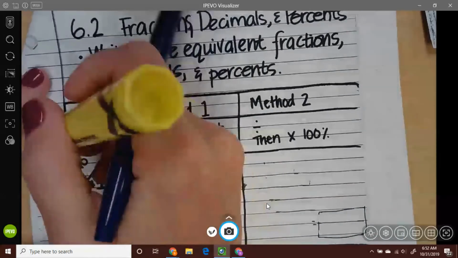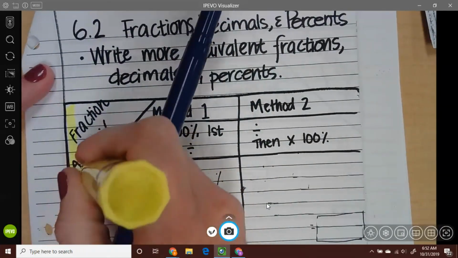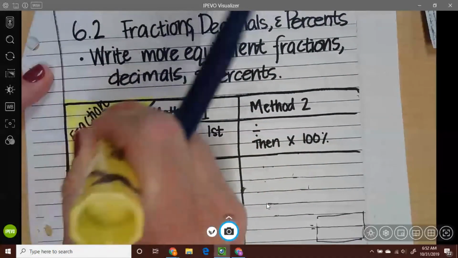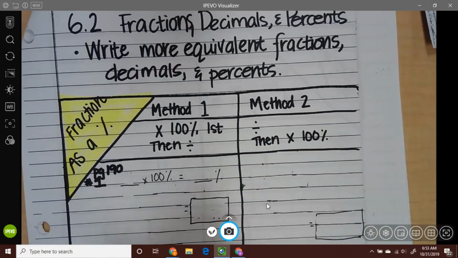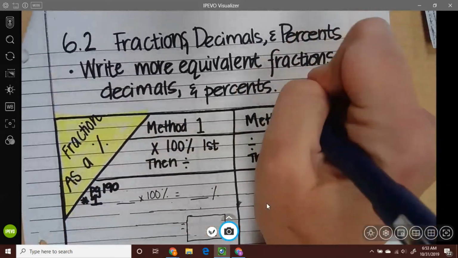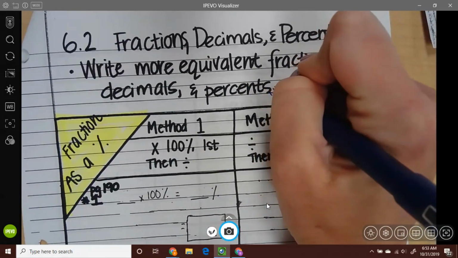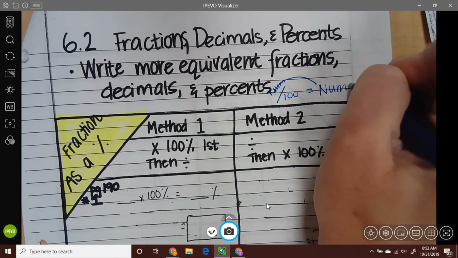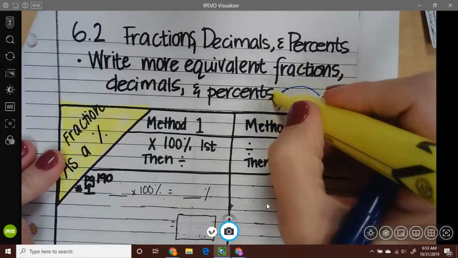This one's pretty easy. If the fraction is already listed out of 100, then you just have to write down the numerator and put a percent symbol behind it. So if it's already out of 100, then it's just the numerator. So that's all you would do if the fraction was out of 100.